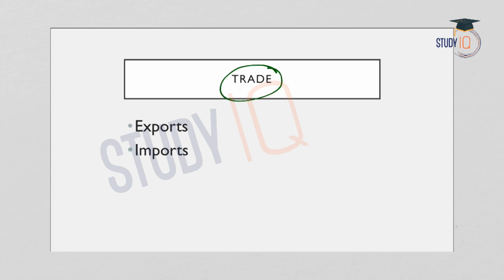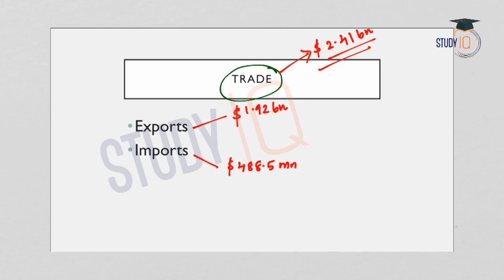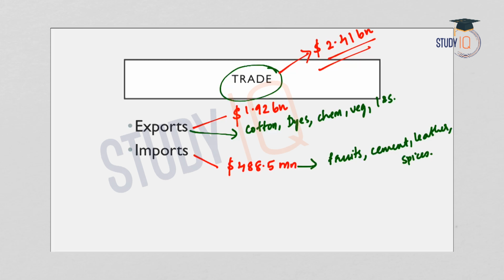Now if we look into the trade relations between India and Pakistan, we will see exports and imports. The exports amount to around $1.92 billion and the imports amount to around $488.5 million. So this is the exports and imports, and the total trade value between both these countries together accounts for $2.41 billion. So this is the status of trade relations between India and Pakistan. And the major export commodities include cotton, dyes, chemicals, vegetables, iron and steel, etc. And the major imports include fruits, cement, leather, spices, etc. So these are the trading relations between both these countries.